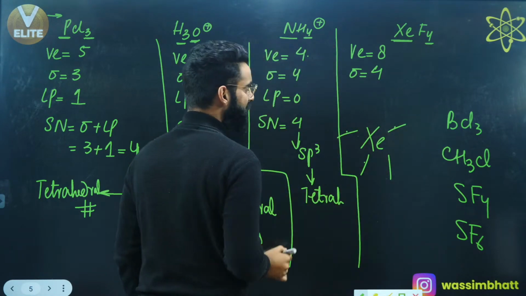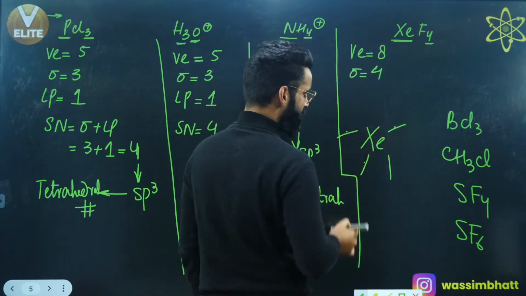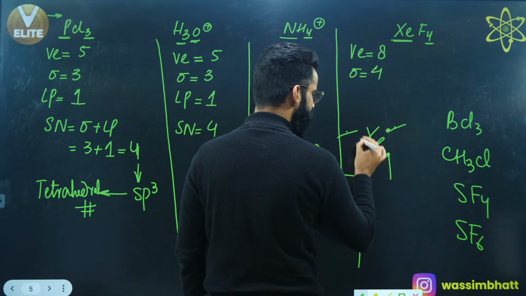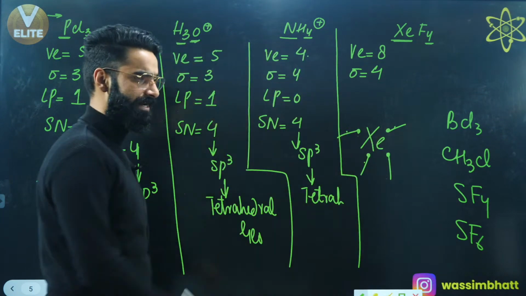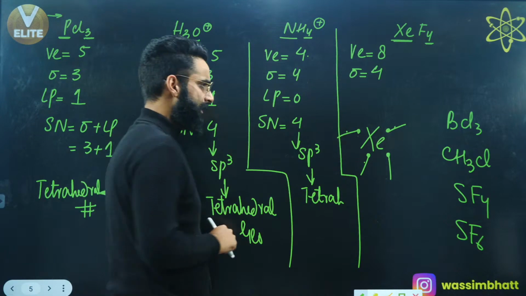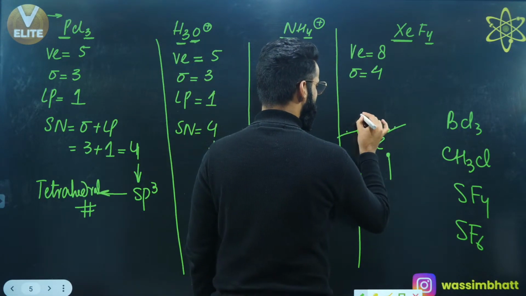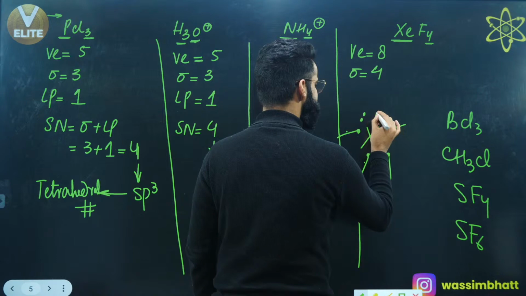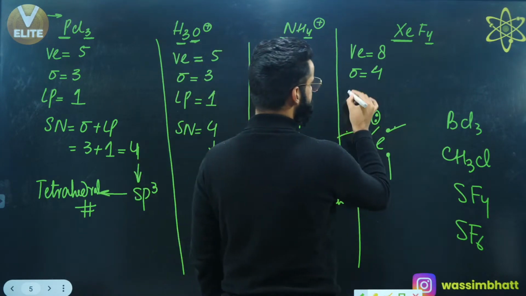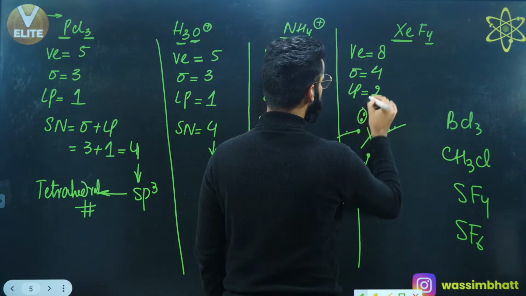With fluorine, right? Since it had 8 valence electrons, and out of 8 valence electrons, it's using 1, 2, 3 and 4, right? It is using 4 valence electrons for the bond formation. So there will be 4 electrons left on xenon in the form of 2 lone pairs, right? So lone pairs are 2, sigma bonds are 4.